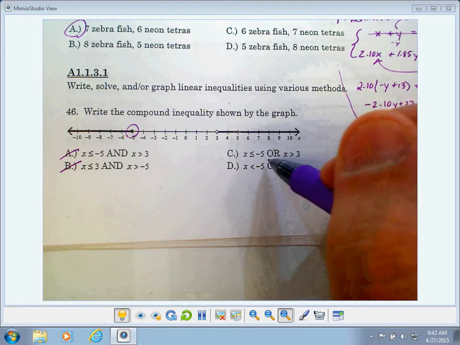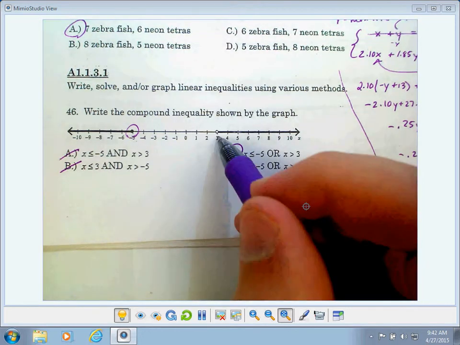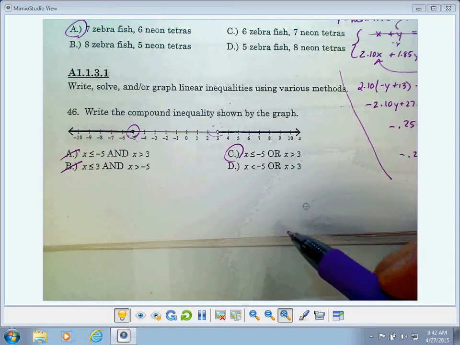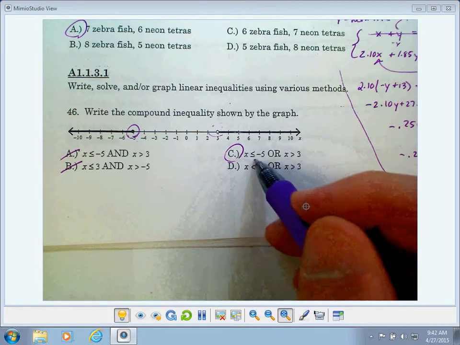Well, that's C. See what I mean? X is greater than 3. There's no closed dot here, so it's a regular inequality. So the question was, was it C or D? It's C because it had an equals to symbol for 46.